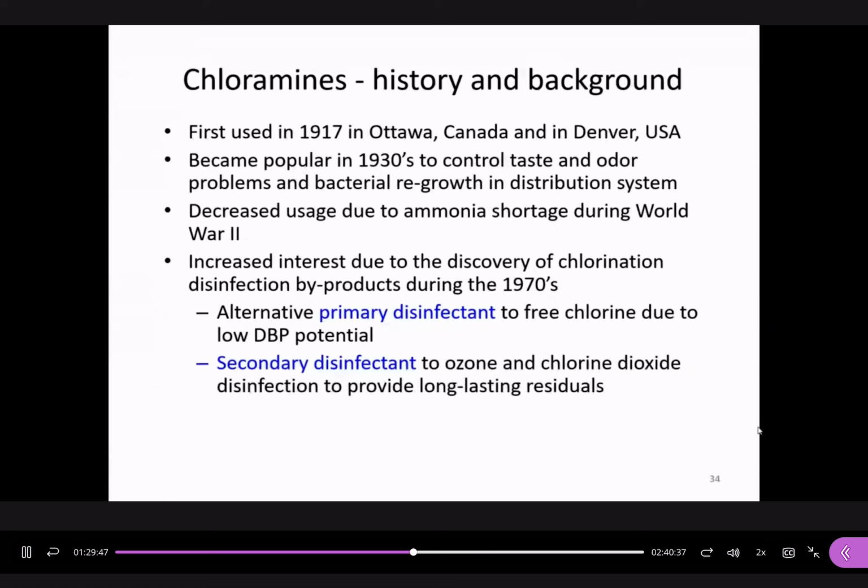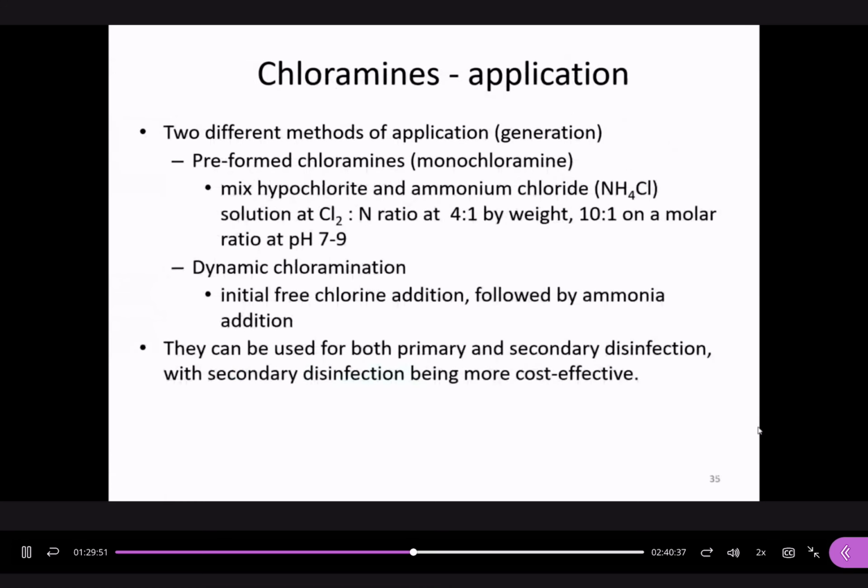Okay. Two different methods of application are practiced. So we produce chloramine first, mixing hypochlorite and ammonium chloride, or we can use it through dynamic chloramination. Right? Initial free chlorine addition followed by ammonia addition. They can be used for both primary and secondary disinfection, where secondary disinfection is more cost effective. So the philosophy here is simple. More powerful, more reactive, higher DBP concentration, because that's a result of their high reactivity. Okay, so if you reduce the reactivity, you get lower DBP.